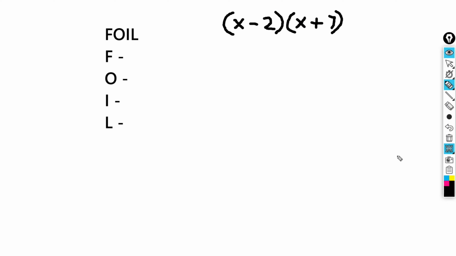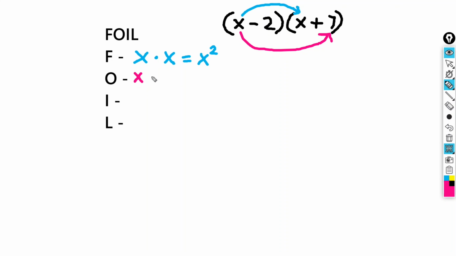All right, in our next example, we'll multiply the binomial x minus 2 by the binomial x plus 7. So we're going to start with our first term. So we'll do x times x. That's going to give us x squared. Then we'll go to our outer term. So we'll do x times 7. That'll give us 7x.